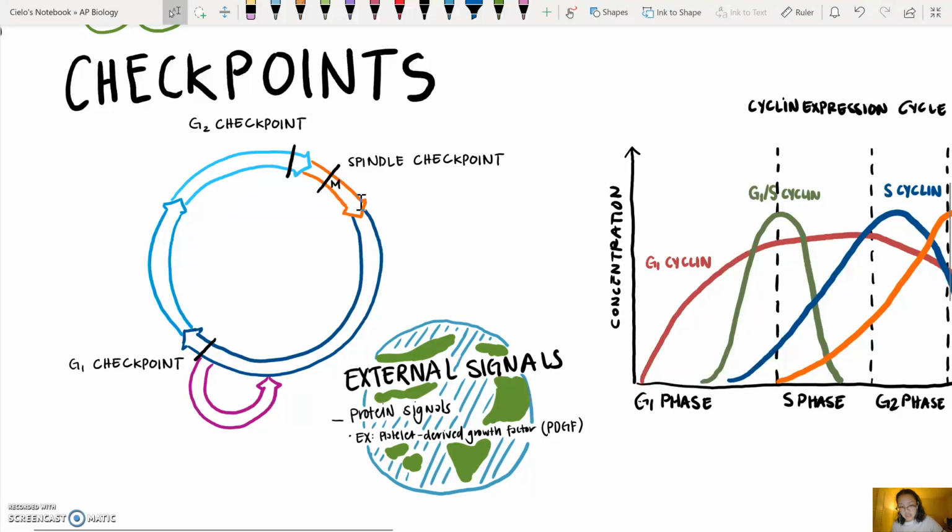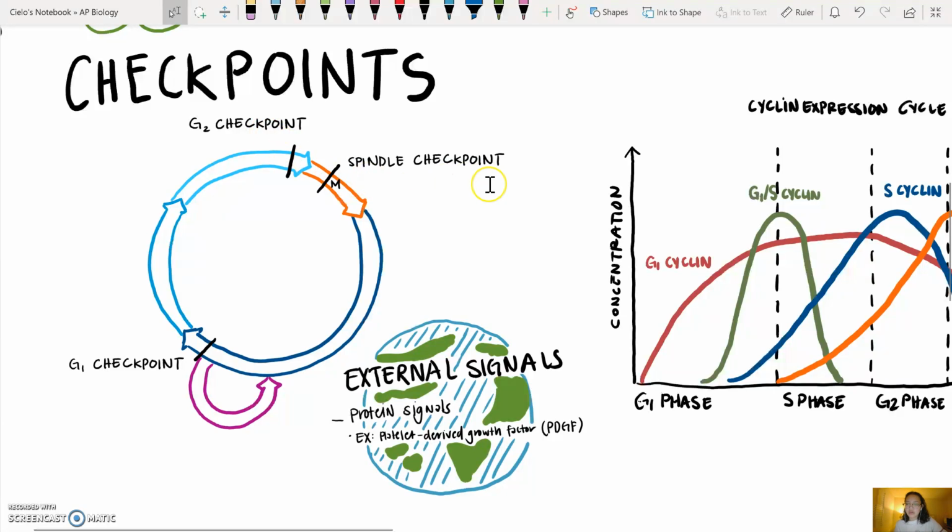If the cell doesn't get the pass, it enters the G0 phase, made apparent by this purple arrow right here, which again is a resting stage, or for some cells, the permanent state. The G2 checkpoint is the DNA synthesis checkpoint. The checkpoints make sure that the daughter cells will receive healthy DNA, so this checkpoint will make sure that the integrity of the DNA is adequate and the DNA has replicated properly.